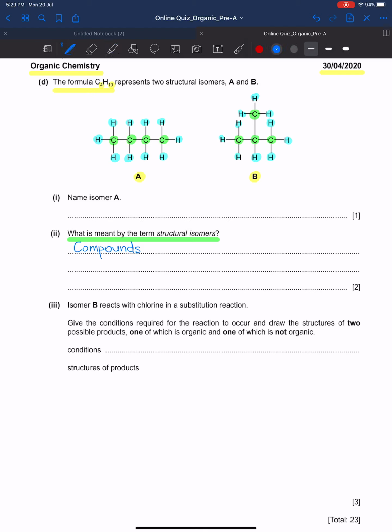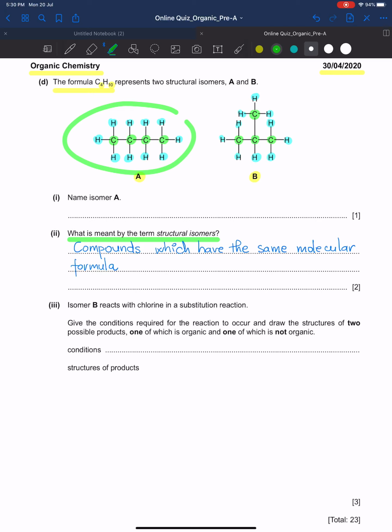Based on this, we can conclude that structural isomers are nothing else but compounds which have the same molecular formula. The same molecular formula. Now if we take a closer look at A and B, we can also see that they look different. They differ in terms of their structure. They don't look the same. A looks flat, but B is branched. It doesn't really look the same.